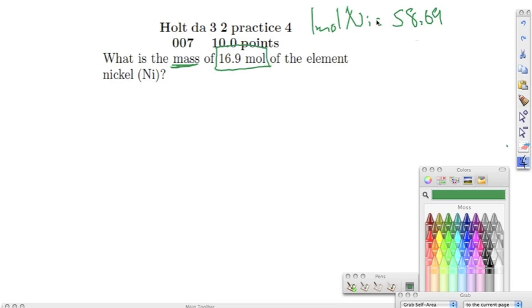So that means that 1 mole of nickel equals 58.69 grams of nickel. Okay, so all we got to do here is set it up. Remember, we always start with what the problem gives us. It gives us 16.9 moles of nickel. Okay, we set it up.